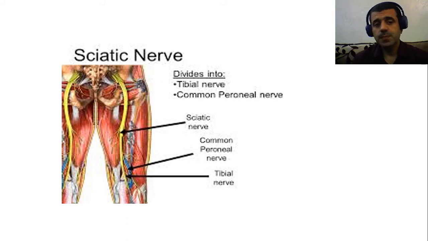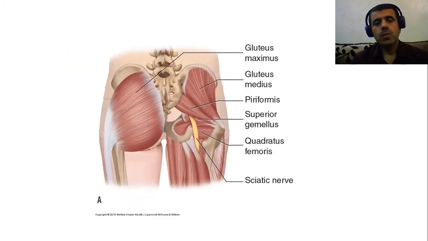It passes through the muscles of the buttock, then goes down to the posterior aspect of the thigh.